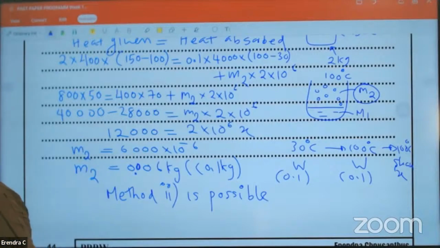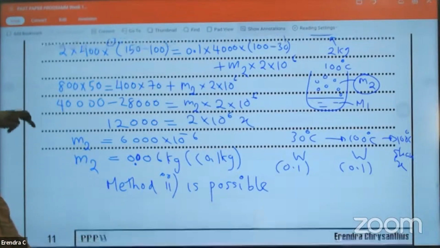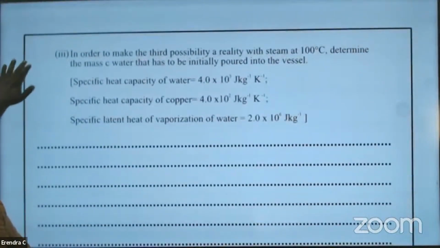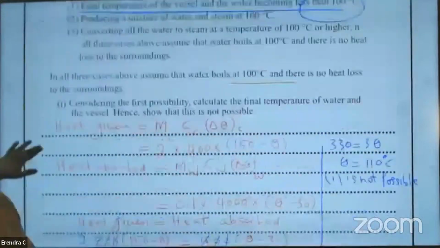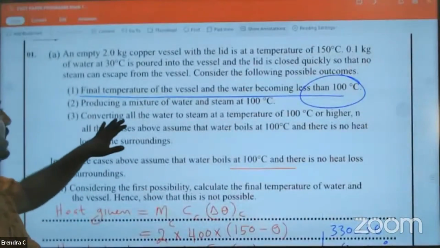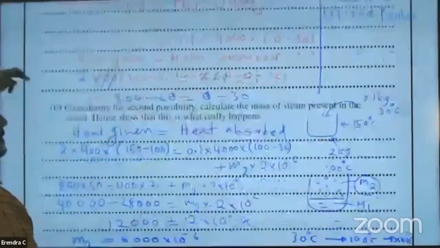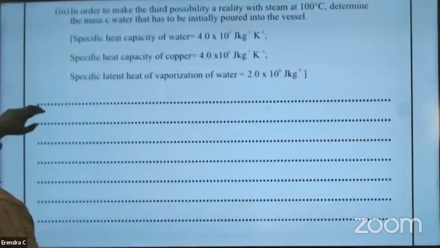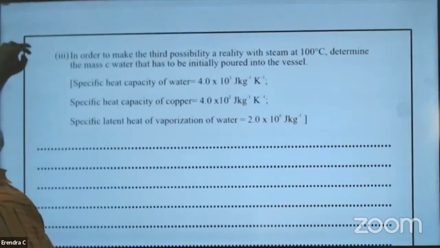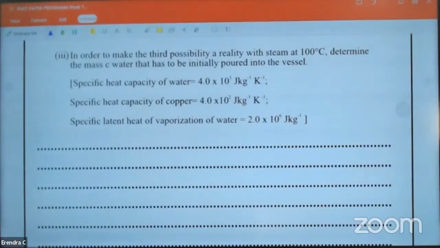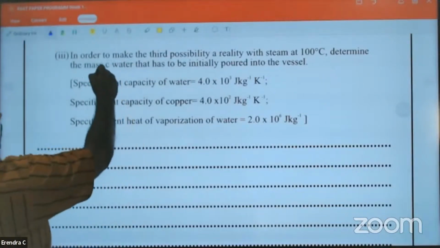Then what else? In order to make the third possibility a reality, what is the third possibility? Converting all the water into steam. Think carefully. What are you going to do? Determine the mass of water required.